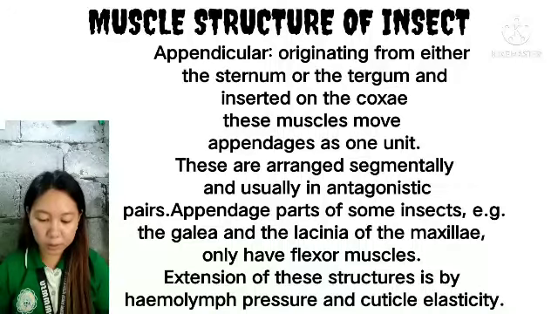Appendage parts of some insects, for example the galea and the lacinia of the maxillae, only have flexor muscles. Extension of these structures is by hemolymph pressure and cuticle elasticity.